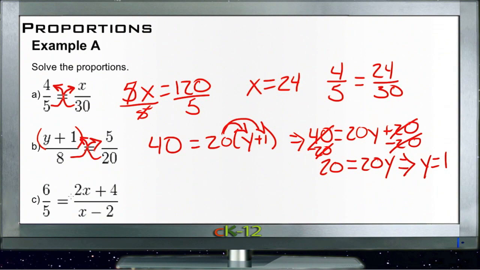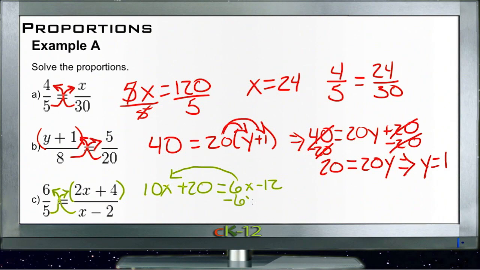And for example C, we'll change colors, make it a little easier to keep track here. And we'll just multiply 5 times the quantity 2x plus 4 and x minus 2 times 6. So we'll get 10x plus 20 is equal to 6x minus 12. And we'll collect the x's over on this side because there's more over here to start with. So we'll subtract 6x from both sides. And then we'll subtract 20 from both sides so that we're moving the numbers over to the other side.